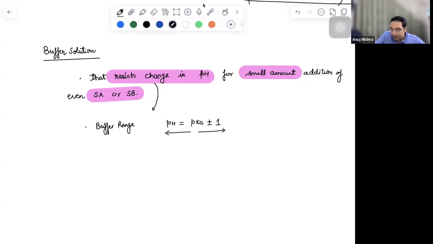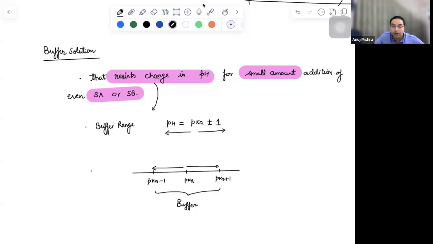अब थोड़ा सा number scale का idea आपको होगा, right? So let's say this is number scale and this value is pKa. So where is pK plus 1? This is pK plus 1, and what is pK minus 1? 1 left, right? So in this range, I will call this as acting as a buffer.